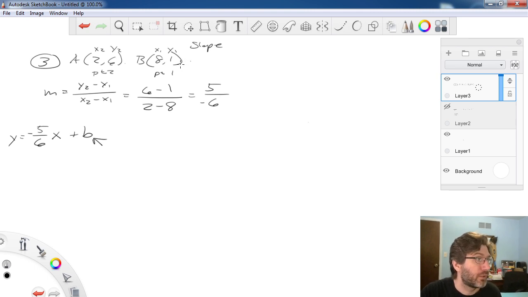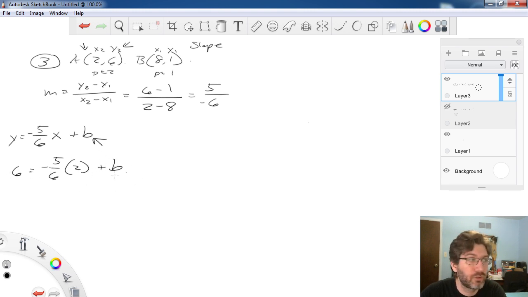Looking at that denominator, they're not going to be nice. I'm going to pick the 2, maybe. I guess either way it's going to be a little more work. But I'm going to pick this one here. So I'm going to plug in this point. I have a y value, which is 6. I have a slope, which is negative 5/6. And I have an x value, which is 2. And I'm adding that to b.